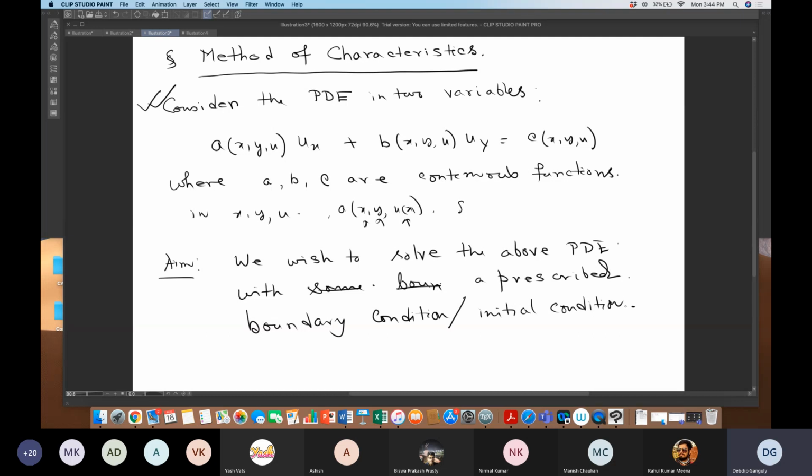Now this is our aim. So given a PDE, we will come to what that boundary condition is. Let's say u of x, y equal to some h of x, y. So there is some boundary condition. We want to solve this type of quasi-linear PDE.